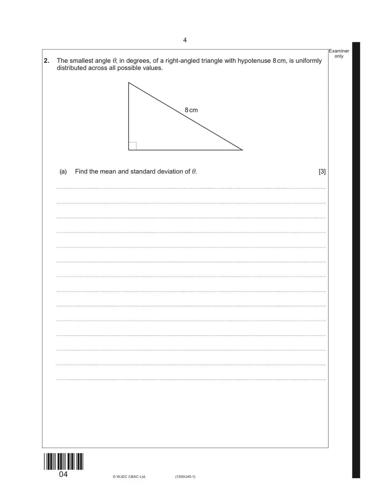Okay, having a look at this question, we've got a right angle triangle. Now, a very odd thing to come up in a stats paper, but if you've done enough of them, you will know this to be a uniform distribution type of question. The smallest angle, theta in degrees, of a right angle triangle with hypotenuse 8 is uniformly distributed across all possible angles.